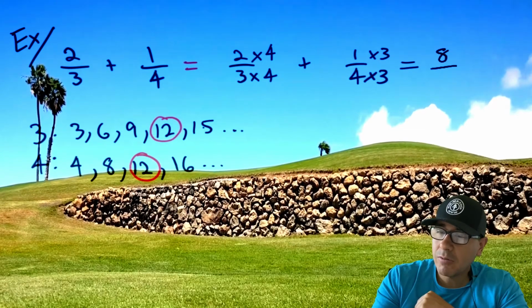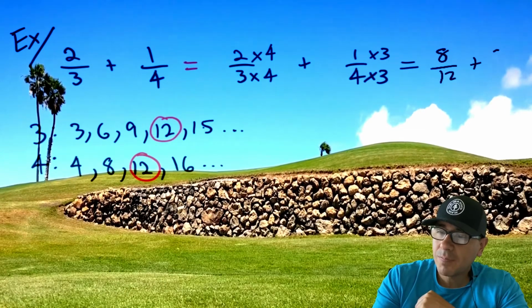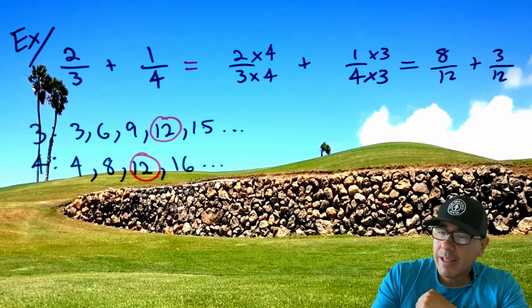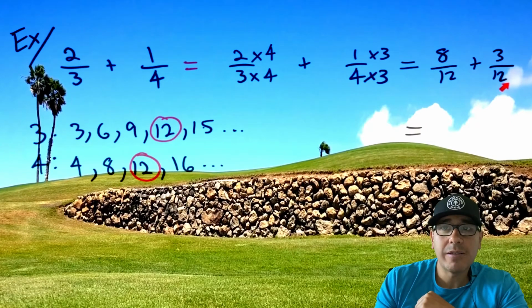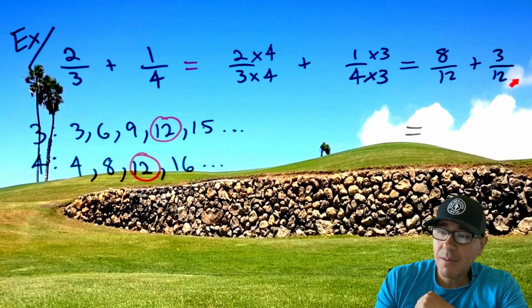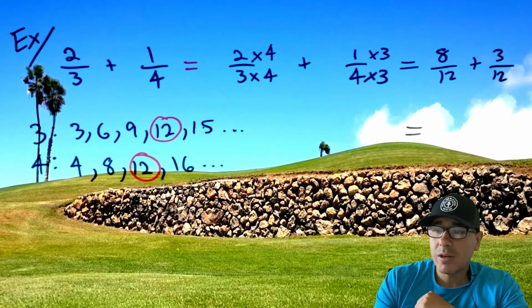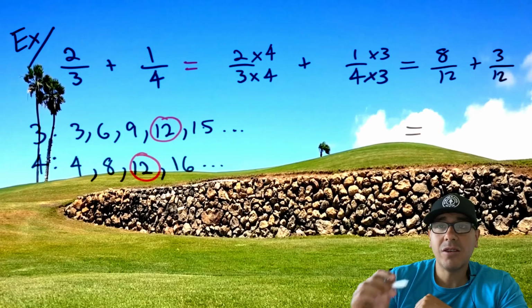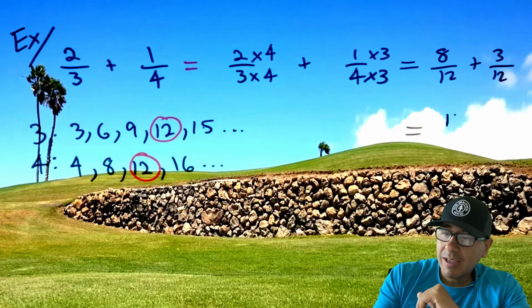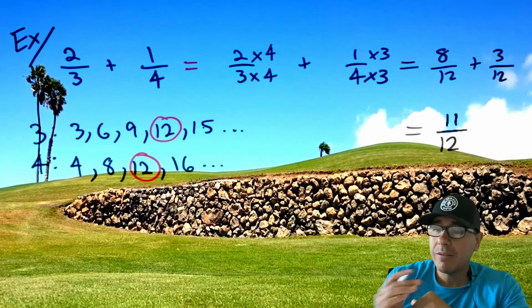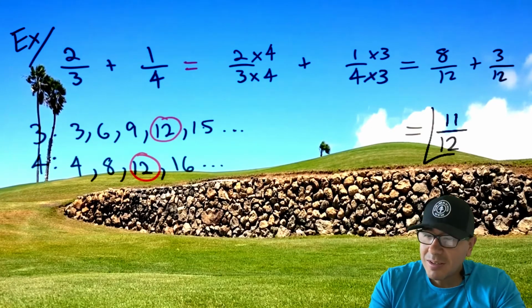So you get 8/12 plus 3/12. And that's perfect because now these denominators are the same. And because these denominators are the same, now we're allowed to go ahead and add the numerators, those numbers on top. So you get 11/12.